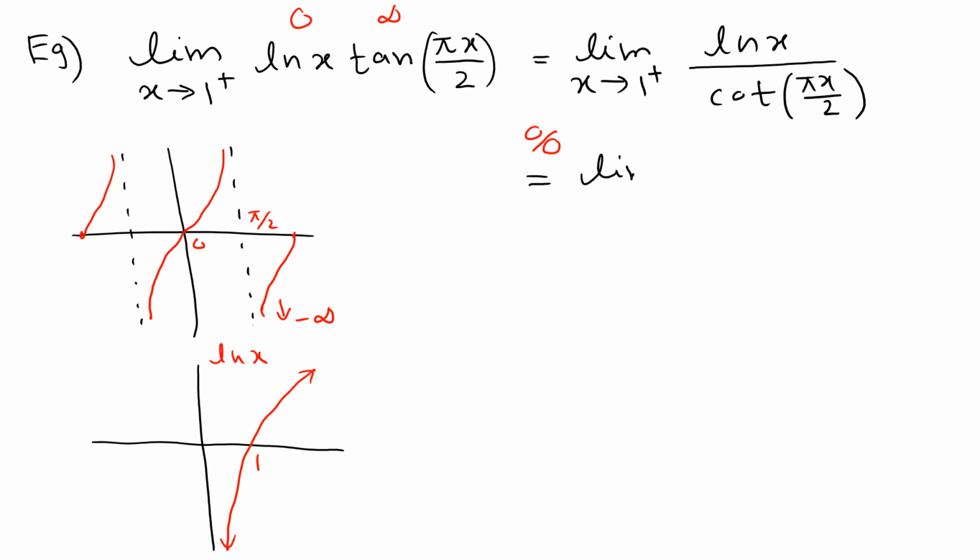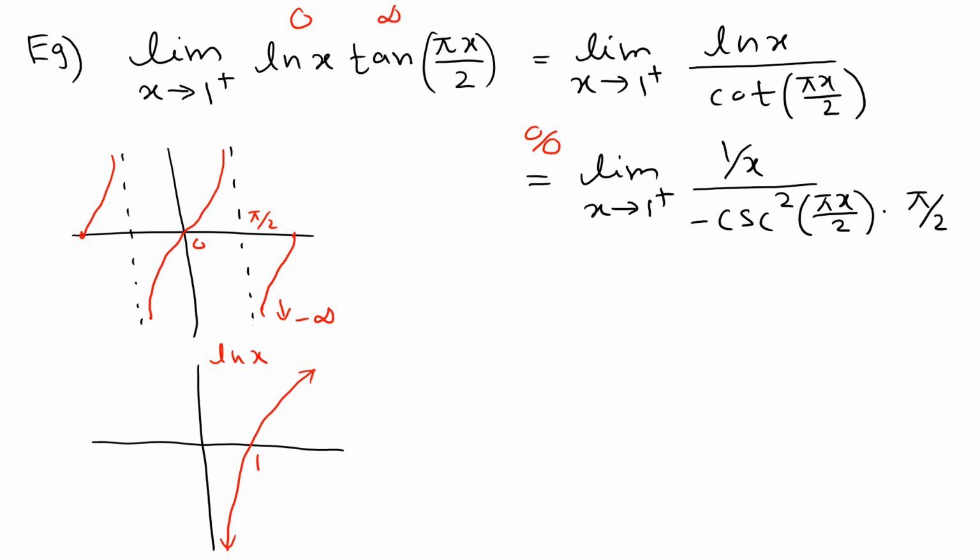So we take the derivatives, as before. For ln x, the derivative is 1 over x. And the derivative of cotangent is negative cosecant squared. So we're going to get negative cosecant squared of pi over 2 times x, times the derivative of the inside function, which is pi over 2. That's from the chain rule. Now you can clearly see that you can actually plug in x equals 1 here.